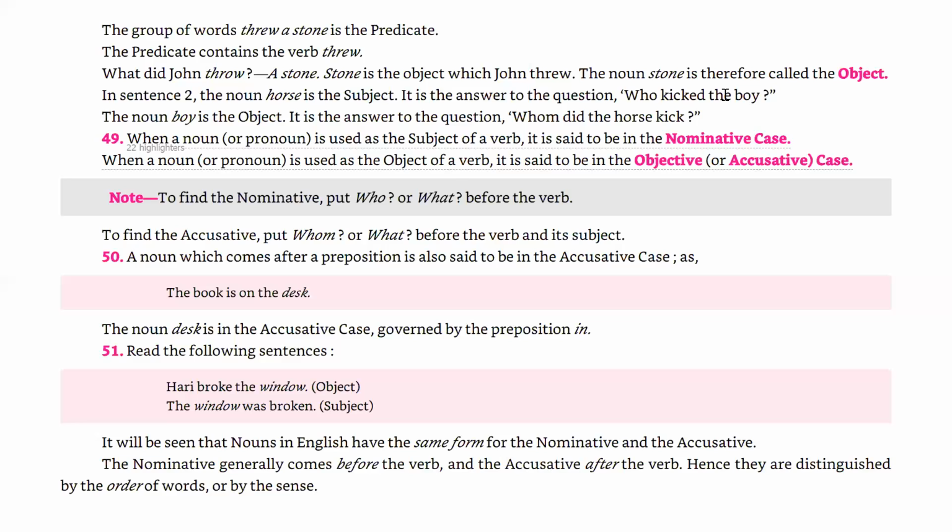To find the nominative case, put the question who or what before the verb. Who did it? What did? Then you get it. To find accusative, ask the question like whom or to what, on what.